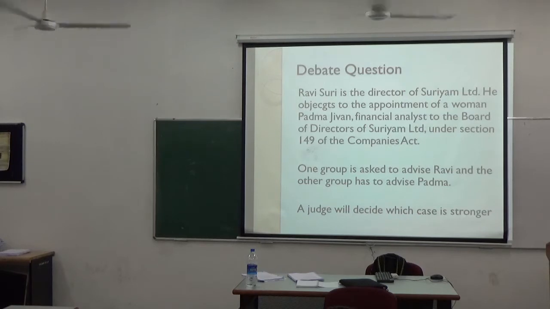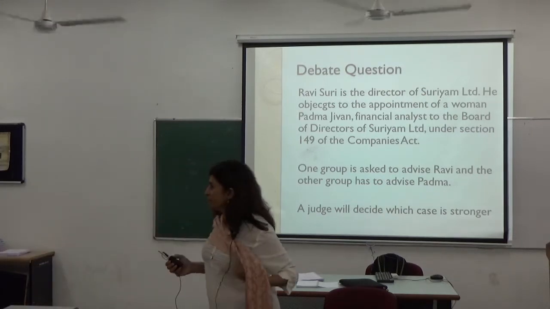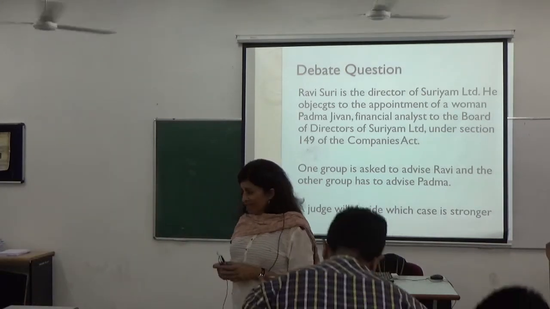So, what do you want to be? Do you want to go for Padma or do you want to go for Ravi? Padma. Okay. You guys are going for Ravi. Against the rule. So, what about 10 minutes to consider? Thank you.